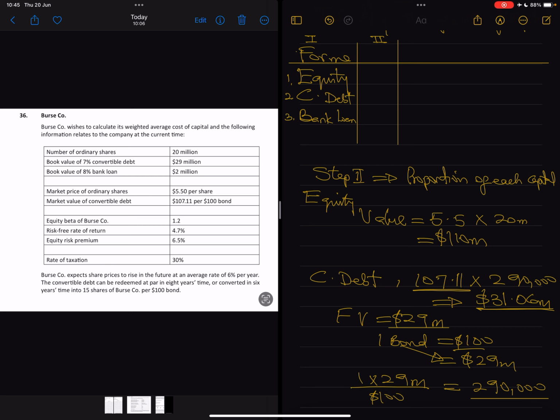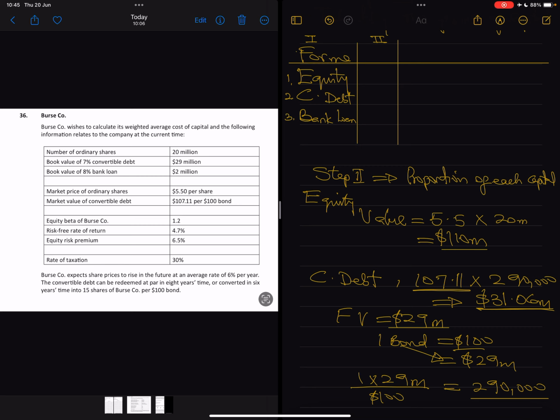In that case, you don't need to calculate all this market value. You just use the book value, which is, instead of calculating 110 for equity now, you just use the book value of equity, which is book 20 million multiplied by the nominal value of the share. You will not use 5.5. You're going to use nominal value of the share, which the question will give you. Or they give you the financial statement and they give you the equity or share capital. That is the book value. Book value is the value on the financial statement. And for convertible bond, the book value is 29 million.